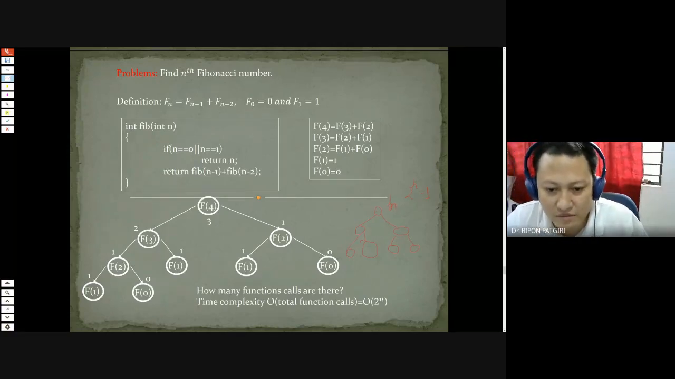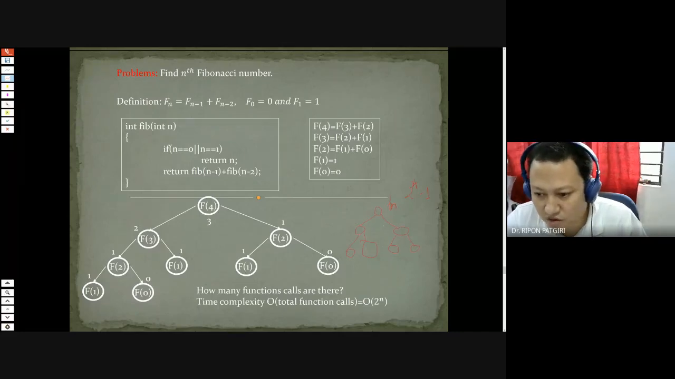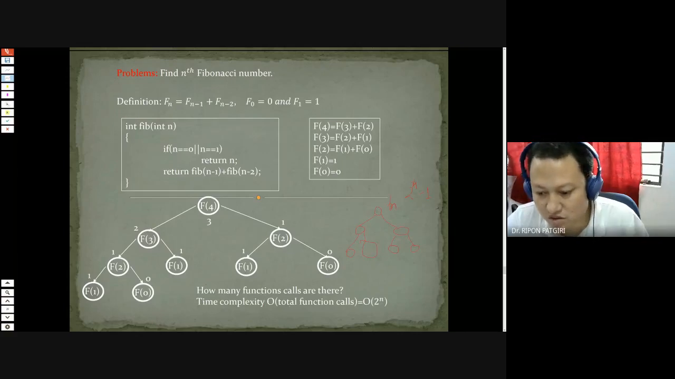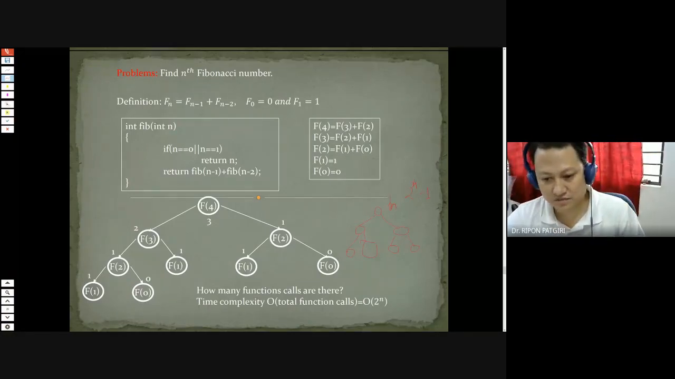So here height means n. What is it? 2 to the power n minus 1. So how many function calls? Each node denotes one function call. How many function calls are there? The time complexity is measured by the total function calls. This is big O of 2 to the power n minus 1. This minus 1 is constant, we don't care. So 2 to the power n. This is the time complexity.